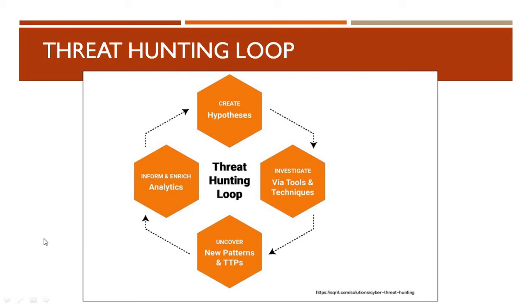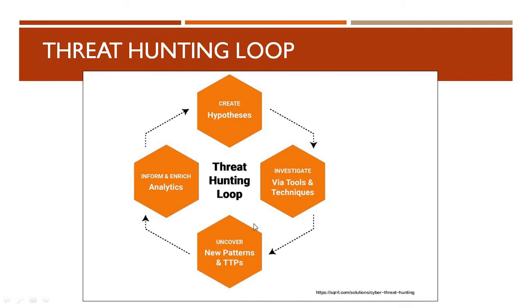So let's look at a threat hunting loop which is defined by a company known as SQRL skill, and the main person behind this threat hunting research is Mr. David J. Bianco. He has defined the threat hunting loop, which consists of four major categories. The first process is creation of hypothesis. The second is investigation based on the tools and techniques which you have. Then you need to uncover any kind of new patterns and TTPs based on those, and then enrich or inform with the analytical part. So that's the process similar to our threat hunting process.